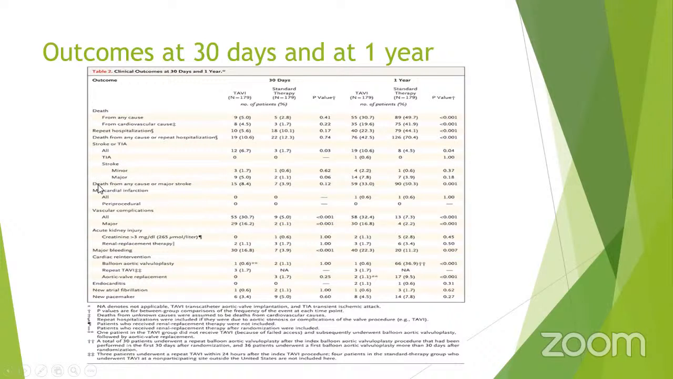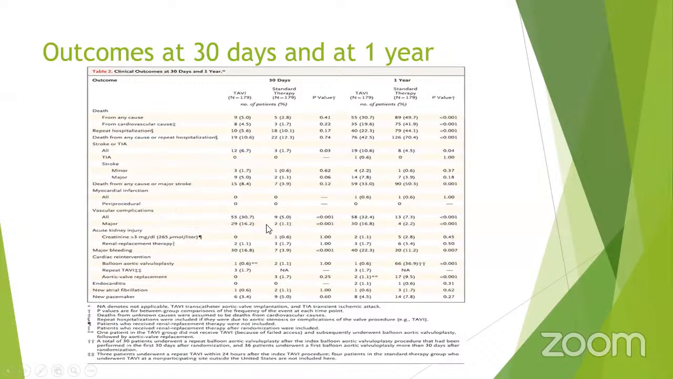However, when put in a composite endpoint, death from any cause or major stroke, we can see that there was no significant difference at 30 days. It was only 8.4% in the TAVI group versus 3.9% in the standard therapy group with a p-value of 0.12. However, at 1 year, it was 33% in the TAVI group versus 50.3% in the standard therapy group with a p-value of 0.001, which is quite significant.